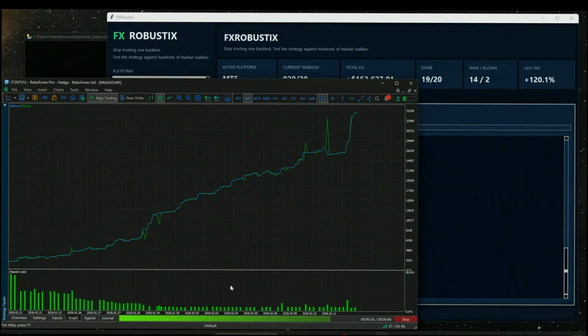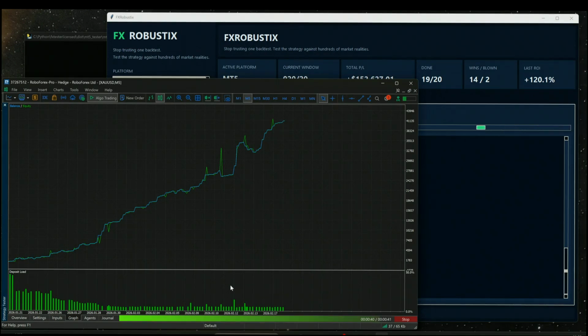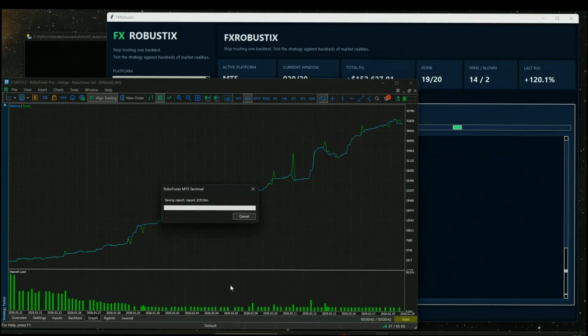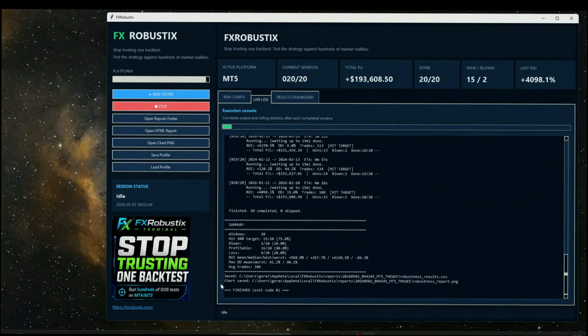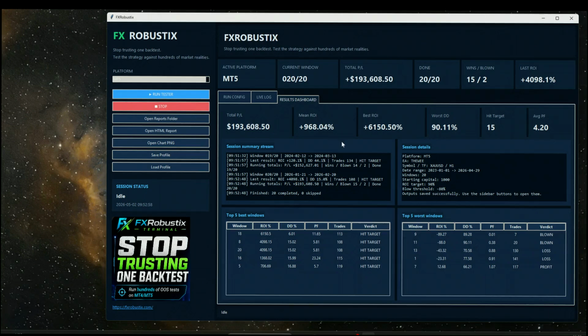But FXRobustix shows the full picture. It shows how the EA behaves across many different 30-day windows. It shows how often it hits the target. It shows how often it blows. It shows average ROI, drawdown, profit factor, and survival power. This is how you find robots that are actually worth testing further, not by trusting one perfect equity curve, not by hoping, but by running many out-of-sample tests and seeing if the edge repeats.